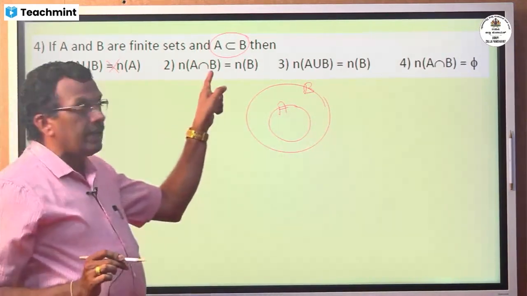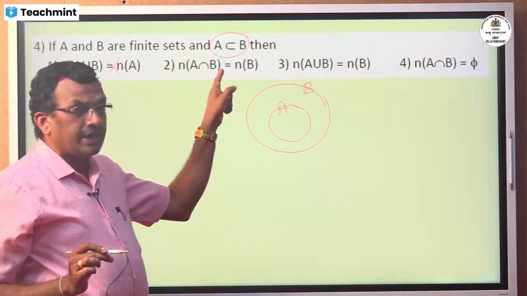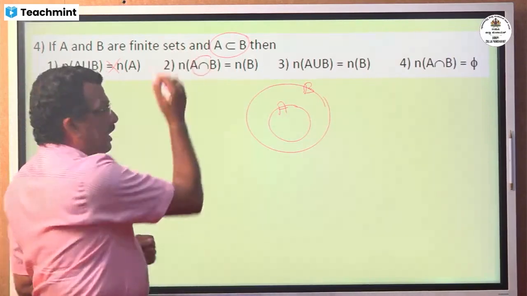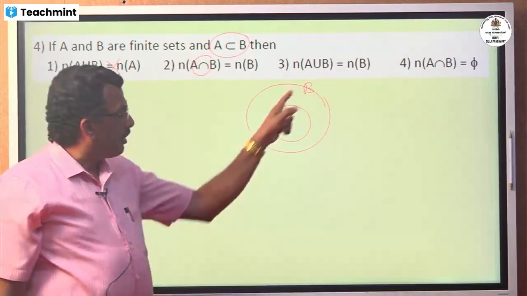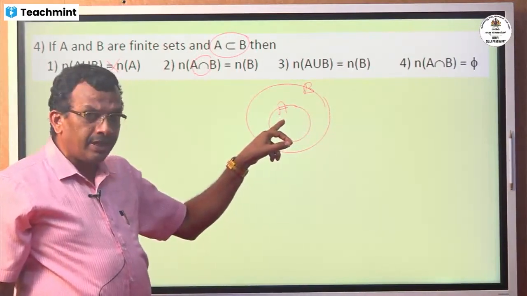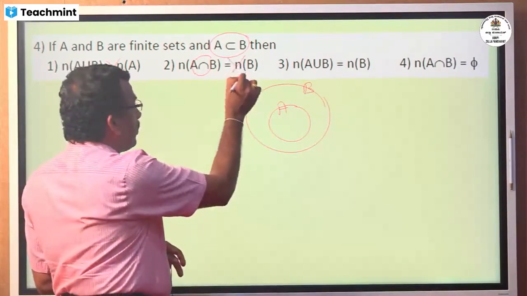N of A intersection B is N of B. What do you mean by intersection? Intersection is the common. What is the common for A and B? You know that common for the A and B is A. Therefore, this is also wrong.